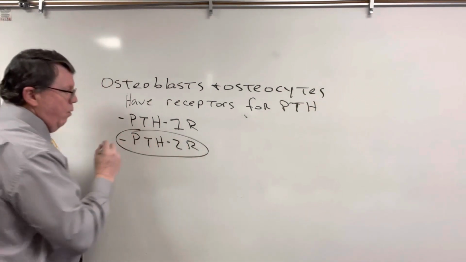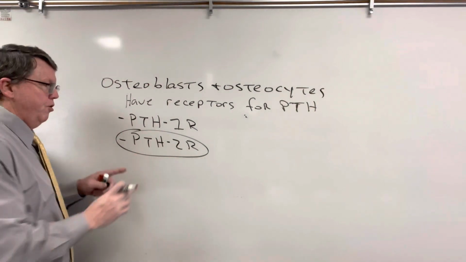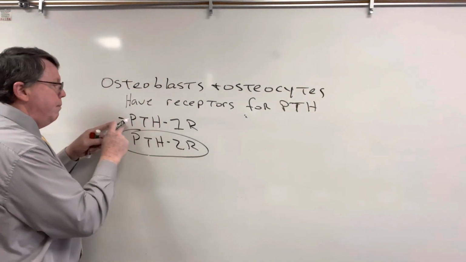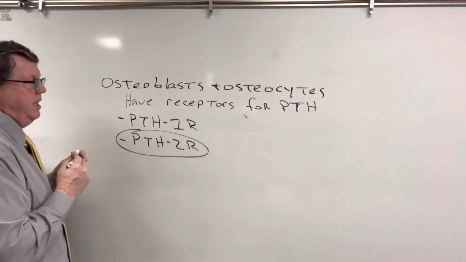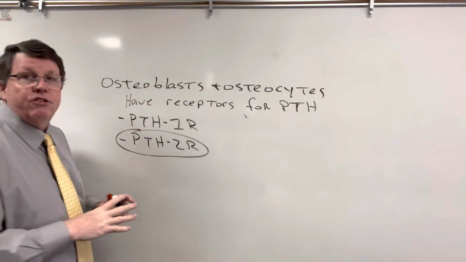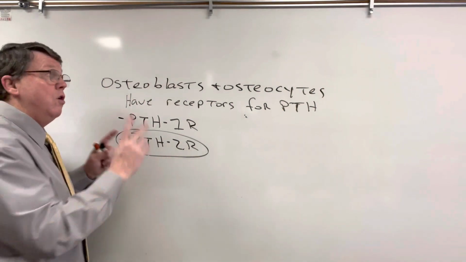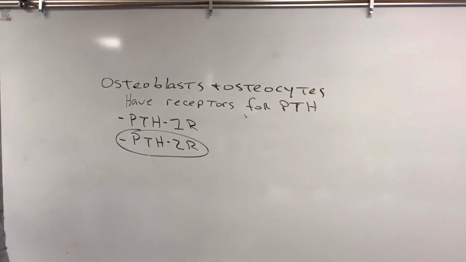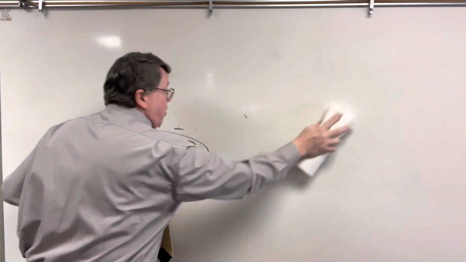Basically, they don't know what role PTH2R plays in resorption or in bone. So we're going to be concentrating on the PTH1R receptor. And again, that's only going to be on osteoblasts and osteocytes. Osteoclasts do not have receptors for parathyroid hormone. So let's go ahead and get started on this.